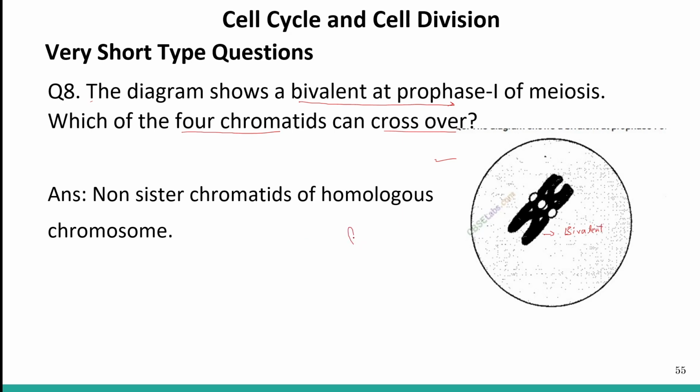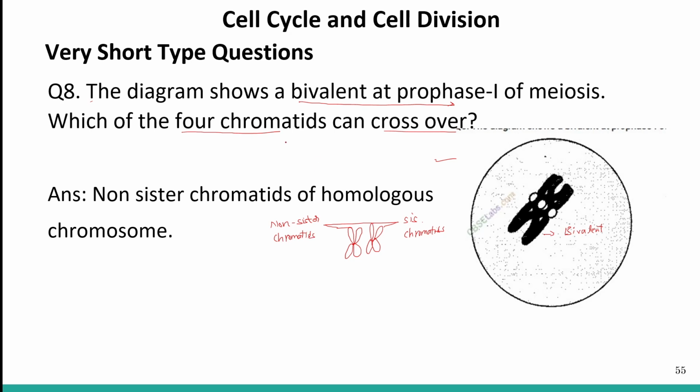Right, so a bivalent consists of two chromosomes. These two we know are sister chromatids, and this one and the chromatid of the other chromosome are non-sister chromatids. These are the non-sister chromatids.